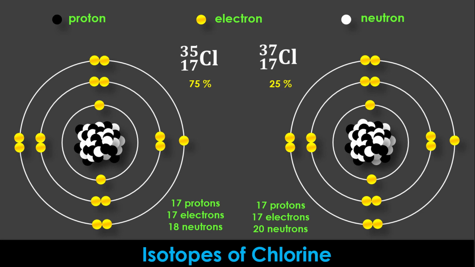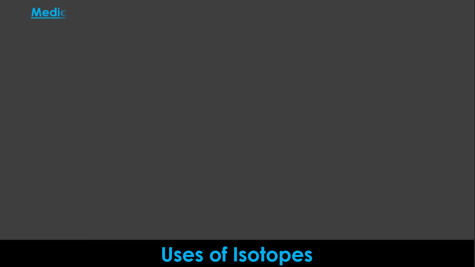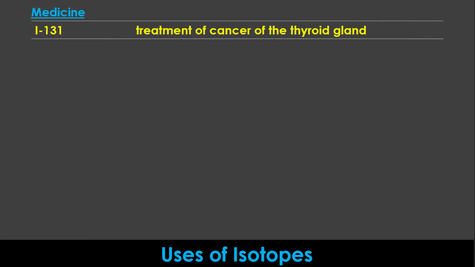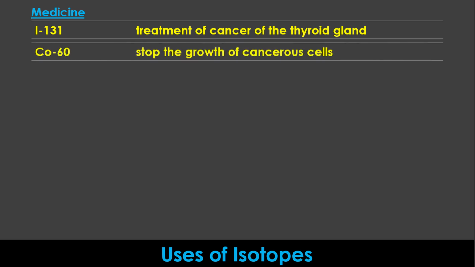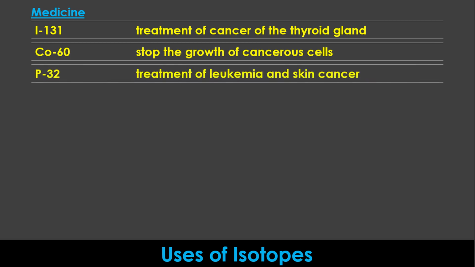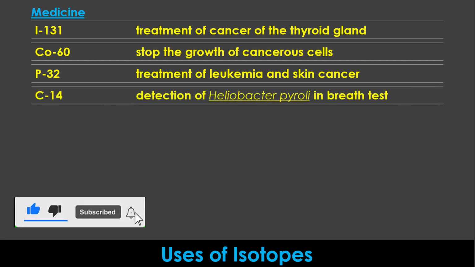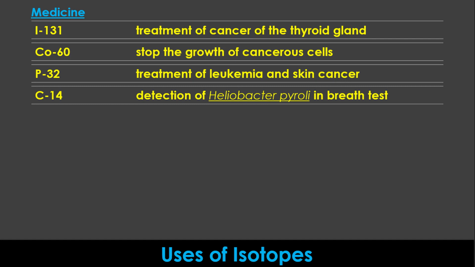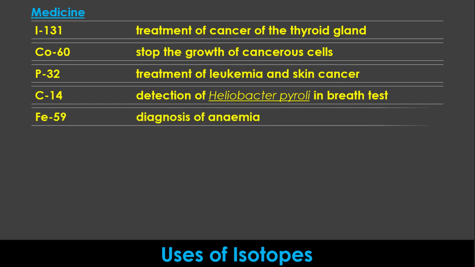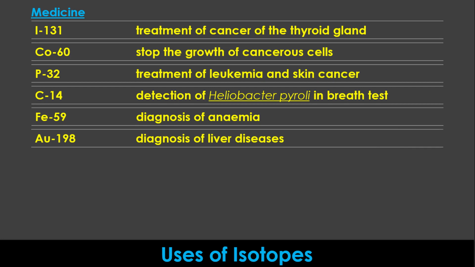Apart from the ones we have discussed already, let's look at other common uses of some isotopes. In medicine, iodine-131 is used to treat cancer of the thyroid gland. Cobalt-60 is used for destroying the growth of cancerous cells in radiotherapy. Phosphorus-32 is used for treating leukemia and cancer of the skin. Carbon-14 is also used in a breath test to detect the ulcer-causing bacteria Helicobacter pylori. Iron-59 is used for anemia diagnosis, and gold-198 is used for liver disease diagnosis.